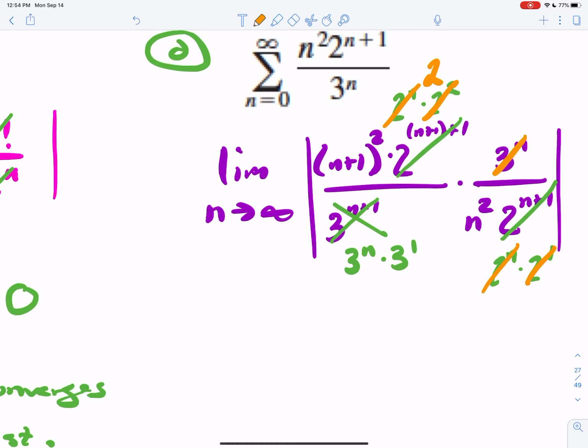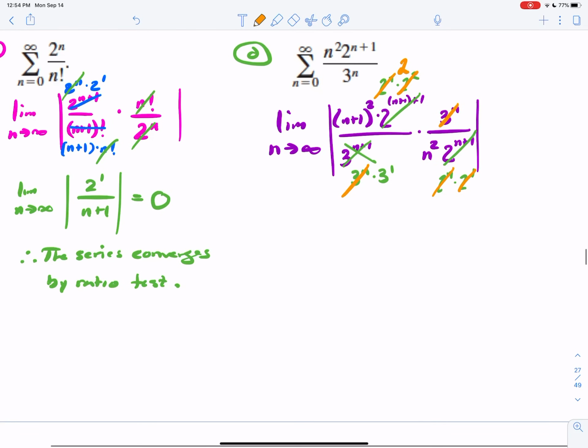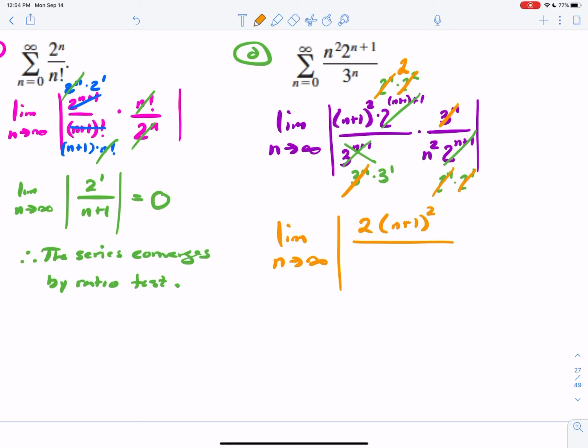3 to the n's go away. Now, n plus 1 quantity squared and n squared cannot cancel out because they're not factors, okay? So I'm going to write it out. What do I have left? If you can't tell, you got to be really organized here, okay? So color coordinate if that helps you. It's going to be the absolute value of, I have a 2 at the top along with a n plus 1 quantity squared all over I have a 3 to the first power and an n squared there. I think I have everything.